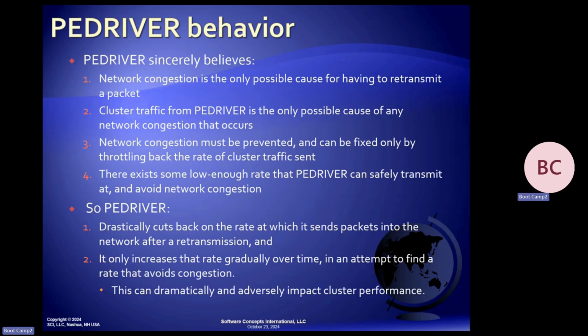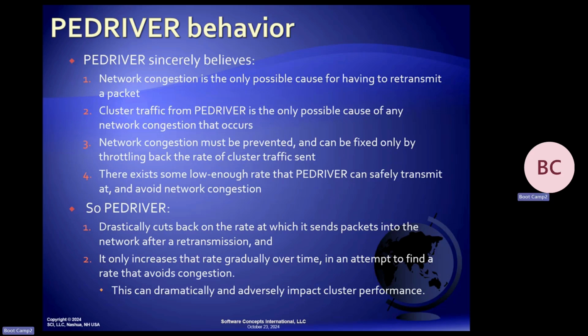So it's very guilty. It believes that it's got to prevent this network congestion, and the only way it can do it is by reducing its volume of traffic sent. And it believes that there exists some low enough rate of traffic going out of it that could solve the network congestion problem. I've had cases where there's nothing that this VMS system can do to fix the network. The network is just broken, and that's just the way it is.